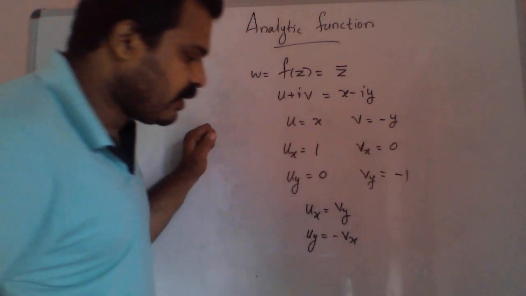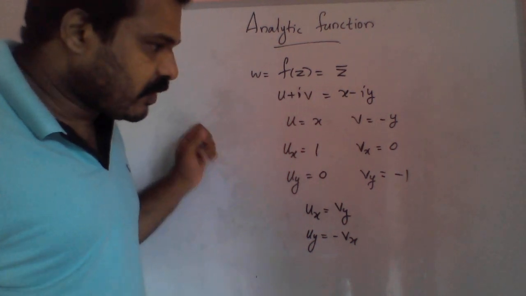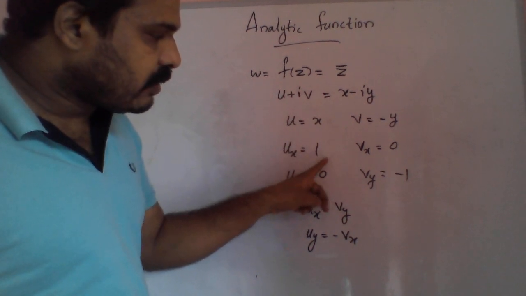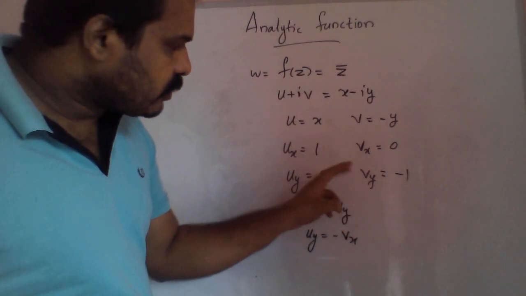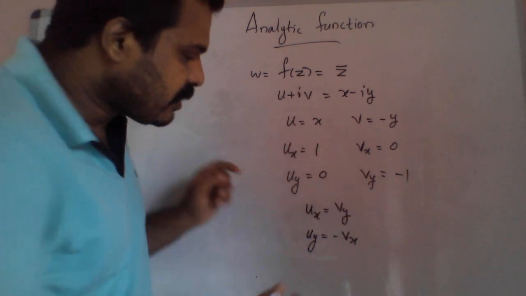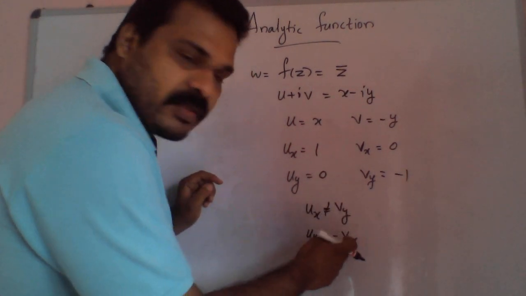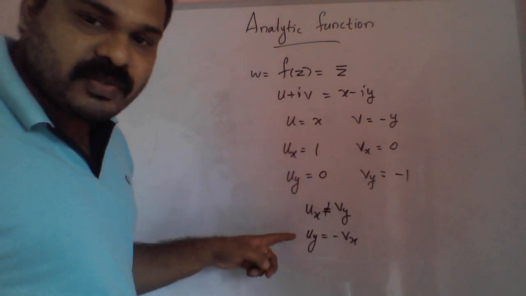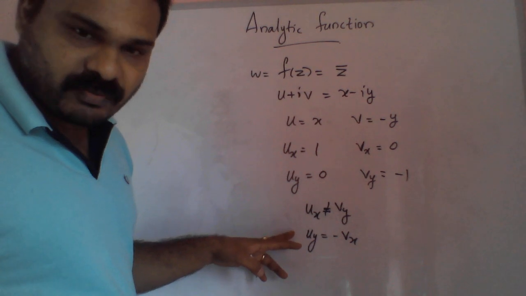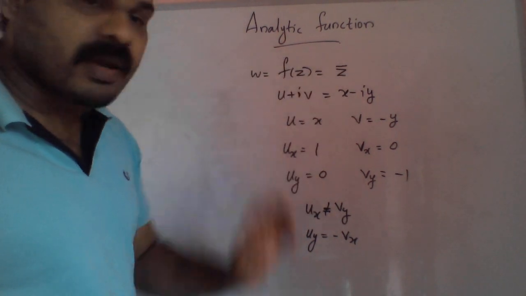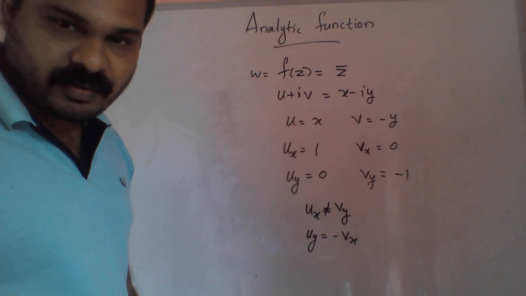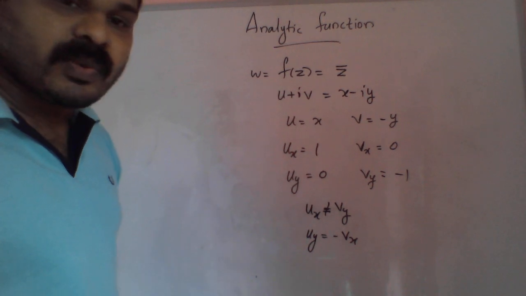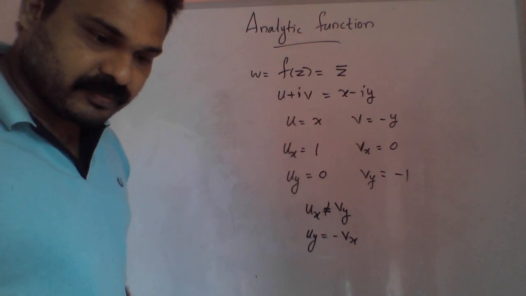vy is minus 1. Our CR equation is ux equal to vy. But here ux is 1 and vy is minus 1. So 1 is not equal to minus 1. So ux is not equal to vy, but uy is equal to minus vx, both are 0. So one CR equation is not satisfied. Therefore this function z bar is nowhere analytic. Okay. So f of z equal to z is analytic, but f of z equal to z bar is not analytic.